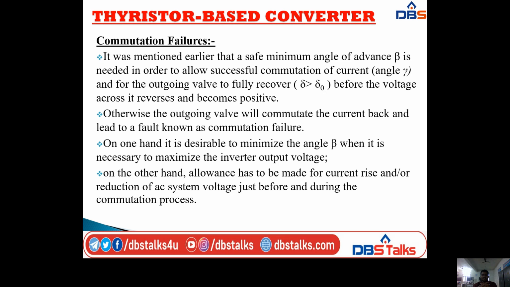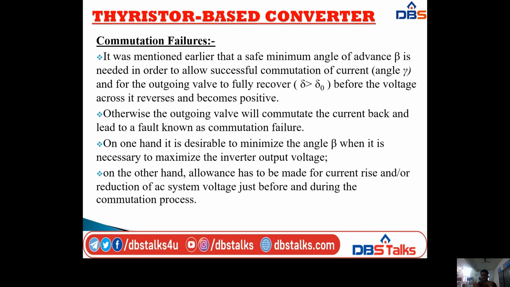Coming to commutation failures. It was mentioned earlier that a safe minimum angle of advance beta is needed in order to allow successful commutation of current, that is angle gamma, and for the outgoing valve to fully recover, that is gamma greater than delta naught, before the voltage across it reverses and becomes positive. Otherwise the outgoing valve will commutate the current back and lead to a fault known as commutation failure.